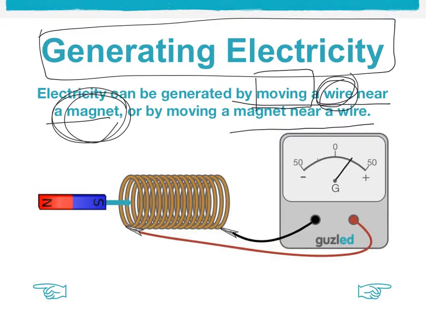Now, how does this change if I move a magnet near a wire? Well, the important thing is that they are moving with respect to each other. So you can get current flowing if you move a magnet in, or if you move a coil in that way, as long as there is relative movement. Now, what has this got to do with flux?